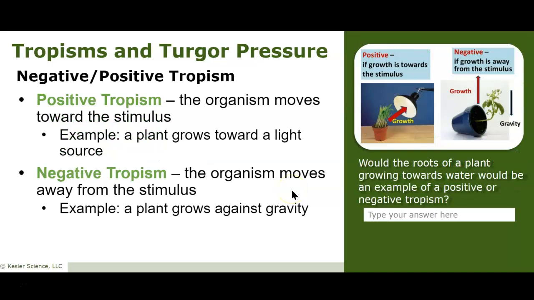So there's negative and positive tropism. Positive tropism is when the organism is moving toward the stimulus, such as a plant growing toward a light. Negative tropism is when it moves away from the stimulus. So when we're talking about gravity, and we've already discussed that the roots will grow down toward the gravity, the plant itself will grow up away from gravity, and that is considered a negative tropism.